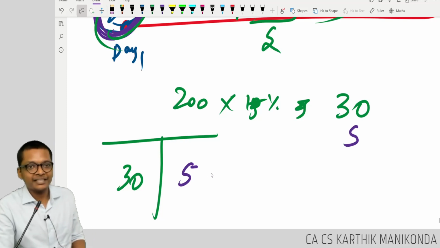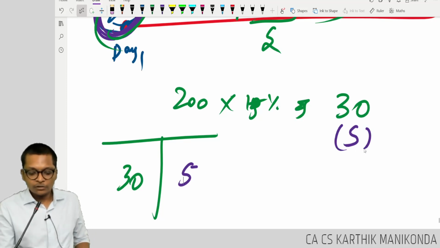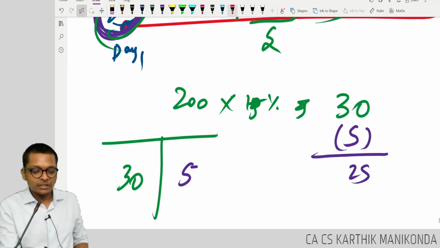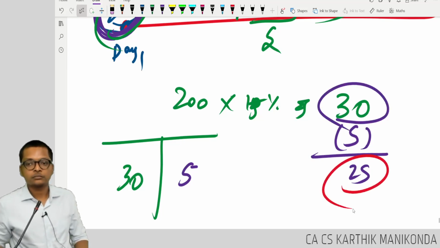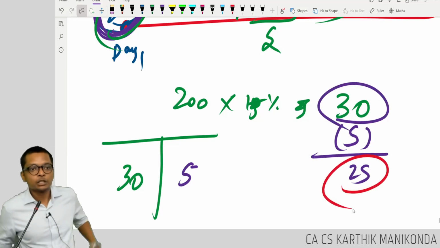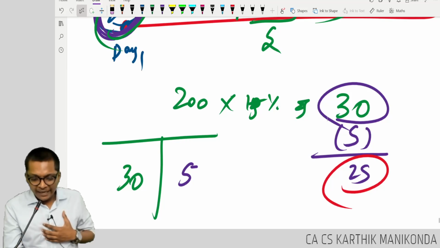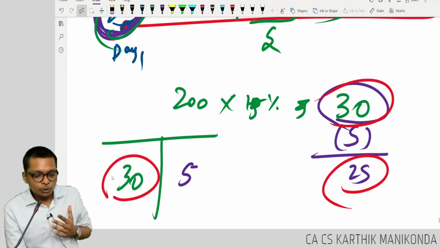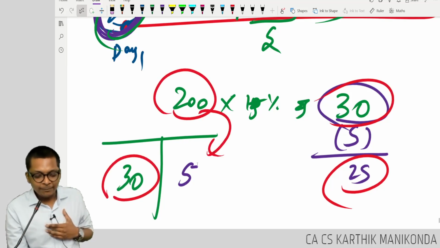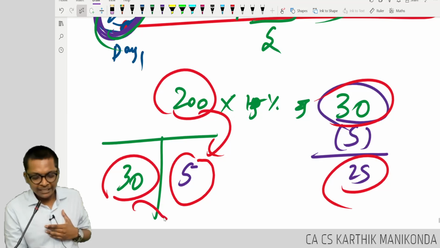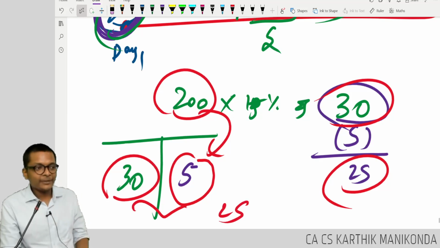Now how much will I capitalize? I'll give you the option: capitalize 30 or 25. How much, guys? 25. I know my interest expense is 30, but using the same loan, I earned a temporary income of 5, so net interest is 25. I will capitalize only 25.